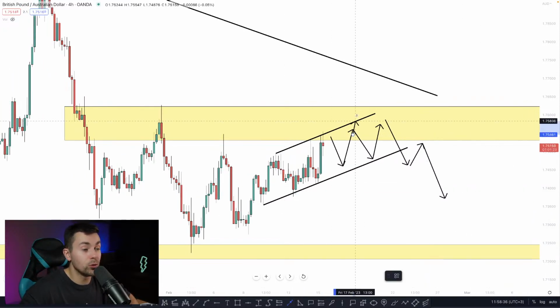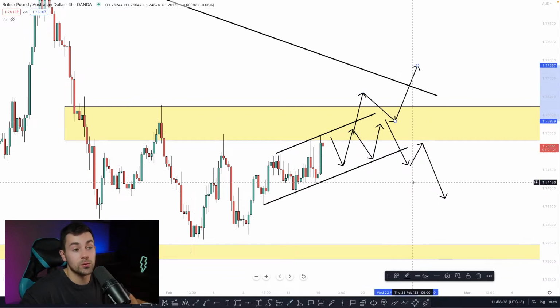And of course, a bullish violation of that yellow resistance will be a very bullish trigger, and then the price may go higher. Also consider such a scenario as well.